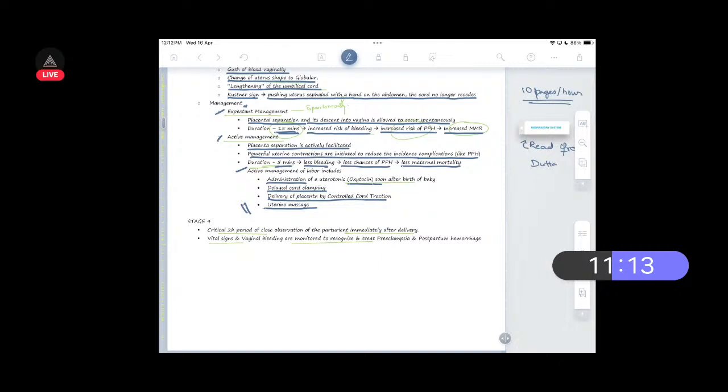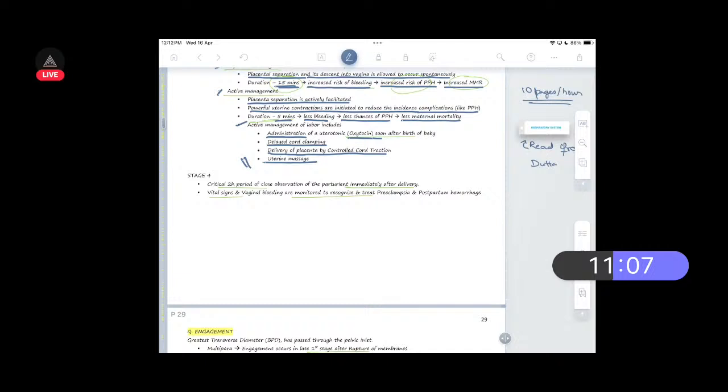Expectant management is where placental separation and descent into the vagina are allowed to occur spontaneously. In active management, you provide some support: administration of oxytocin, delayed cord clamping, delivery by controlled cord traction, and uterine massage.